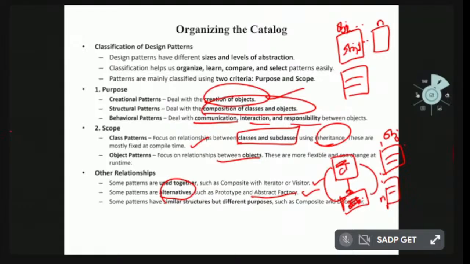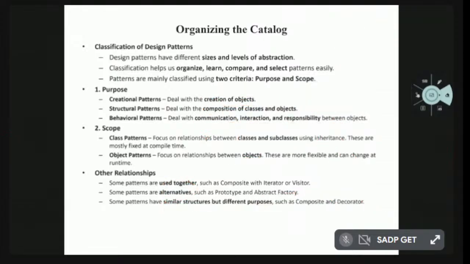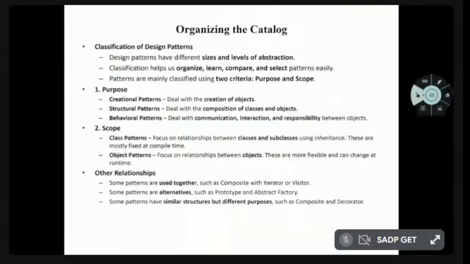Some patterns have similar structures but different purposes. So you will have the same structure, but you will be using it for different purposes, for example for the composition of decorators. For the purpose of decorators, you will have similar kinds of structures, but you will be using them for different purposes, right? So this is the organization of the catalog.